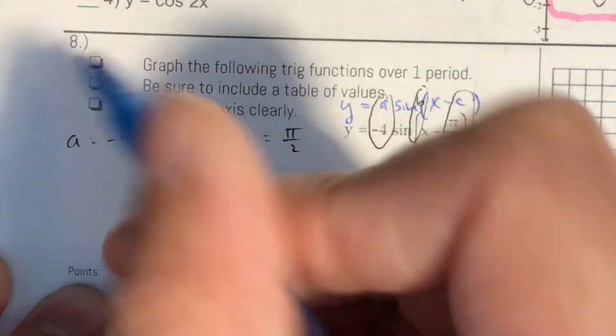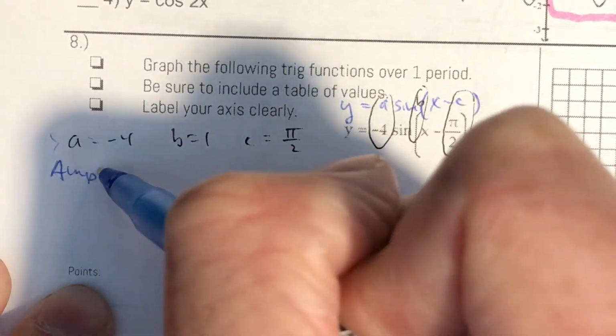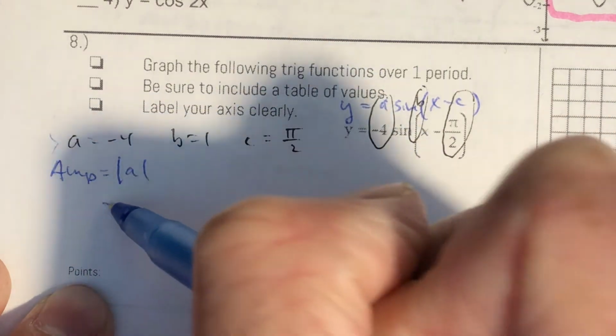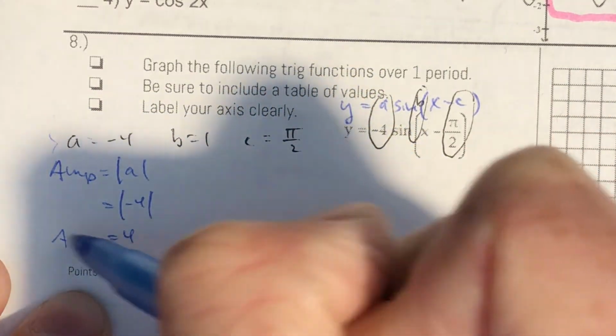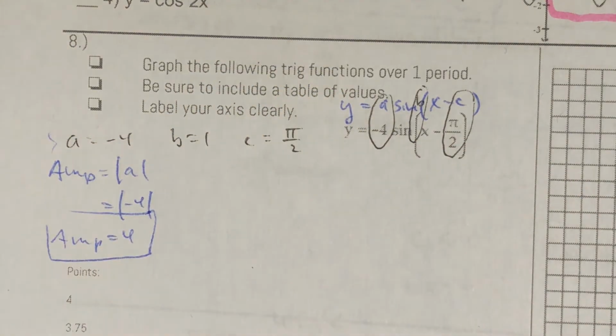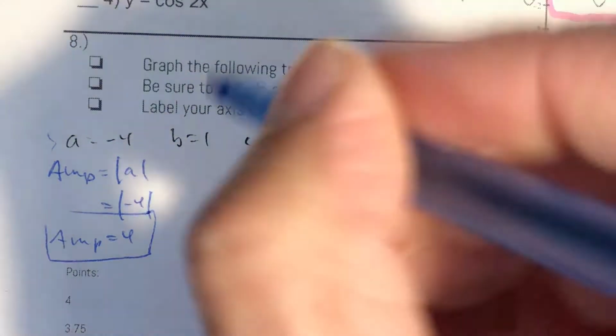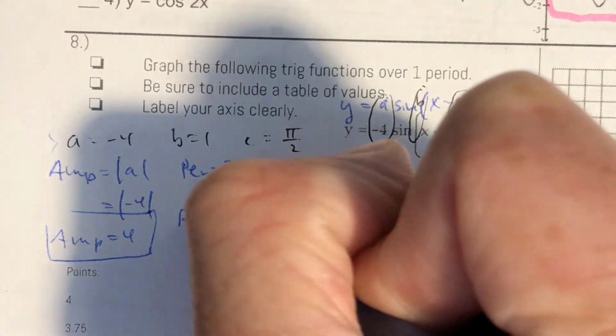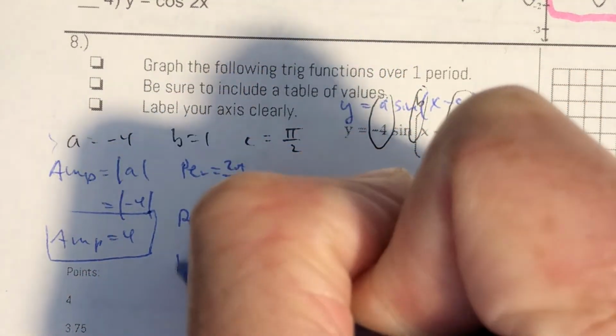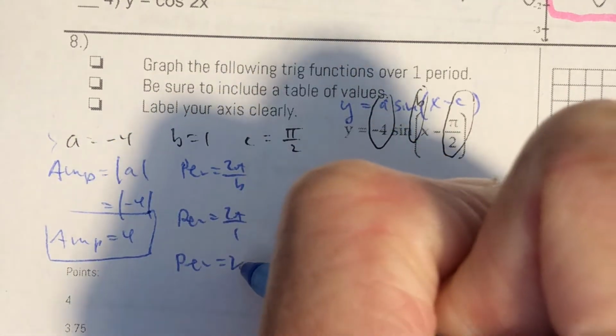So an A value of -4, amplitude is the absolute value of A. Absolute value of -4 is 4. You have an amplitude of 4. B value is 1, so period equals 2 pi over B. Period is equal to 2 pi over 1. Period is 2 pi.